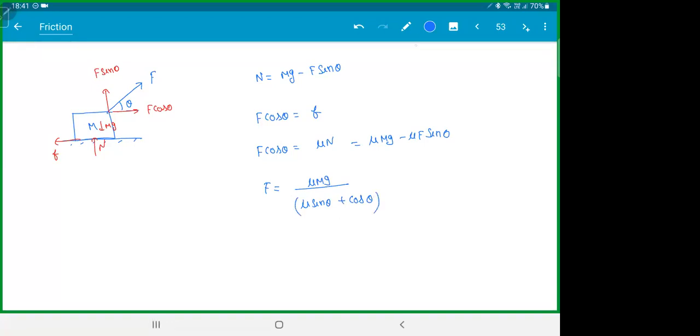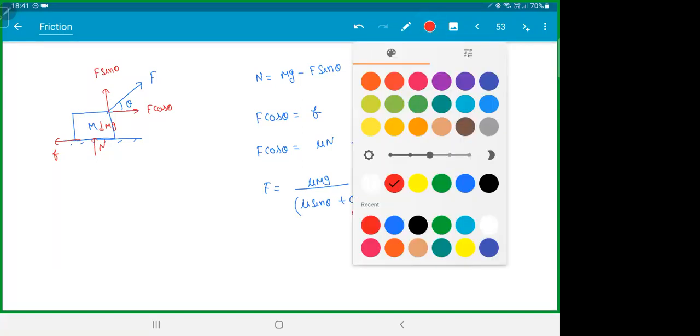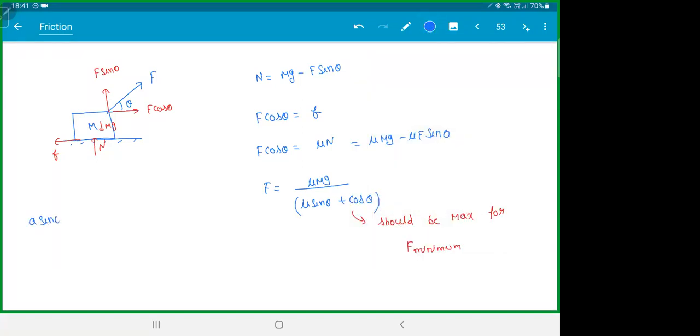Now, to minimize this function, this denominator should be maximum for minimum force. And we know from trigonometry, a sin theta plus b cos theta is less than or equal to root over a square plus b square. So the F minimum will turn out to be mu mg by root over mu square plus 1. This is your minimum force, a standard result, which you need to definitely mark up.